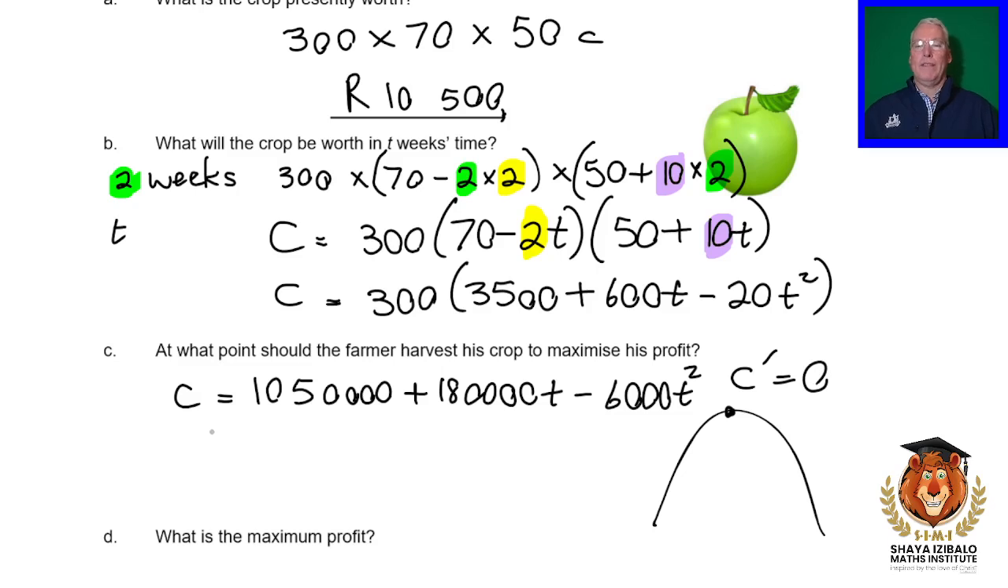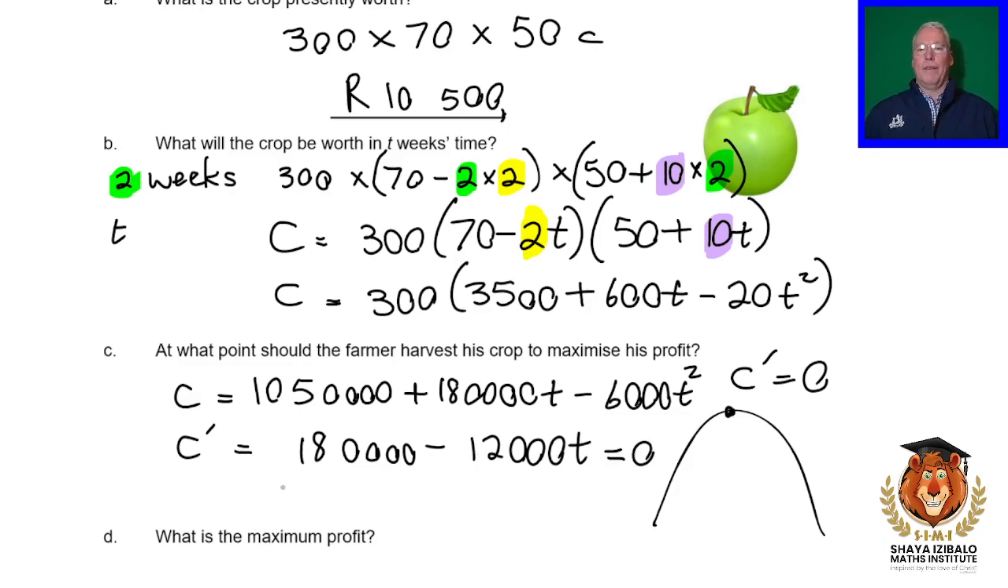Okay, we're going to differentiate this and equate it to 0. So c dashed is actually, that's going to go away. We're going to get 18 with 4 zeros, minus 12,000 t equals 0. Now the last thing we're going to do is add 12,000 t to both sides. And we're going to divide both sides by 12,000.